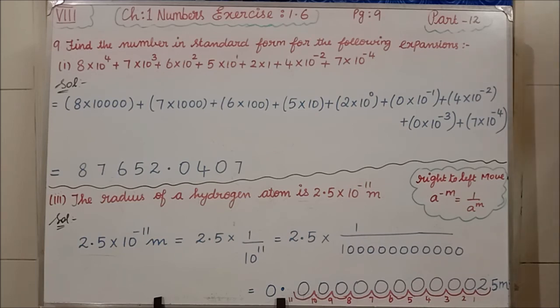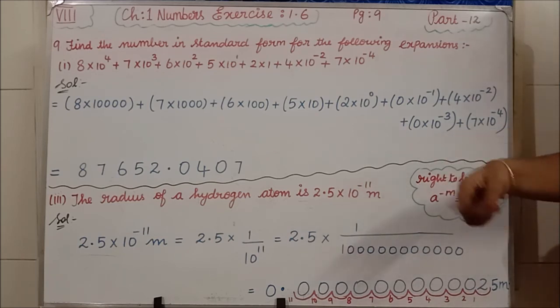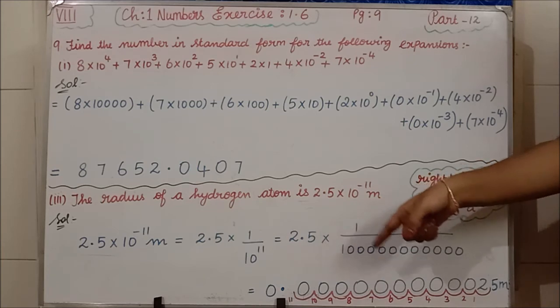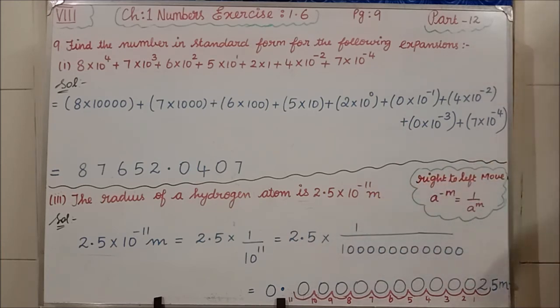We have to move the 11 places before, because how many 0s are we having here? We are having 11 zeros. So we have to move towards the left-hand side 11 places.